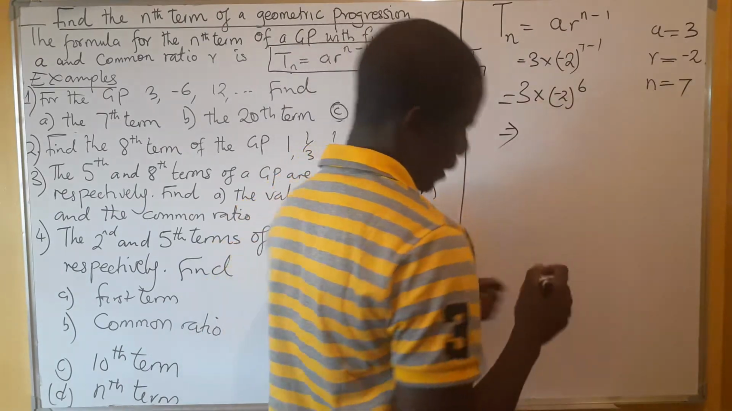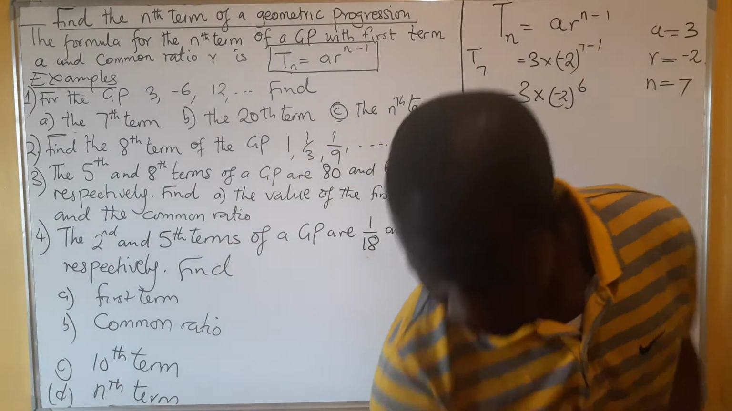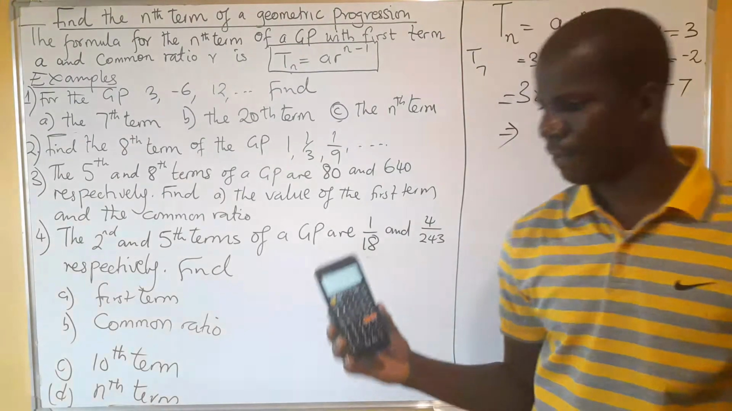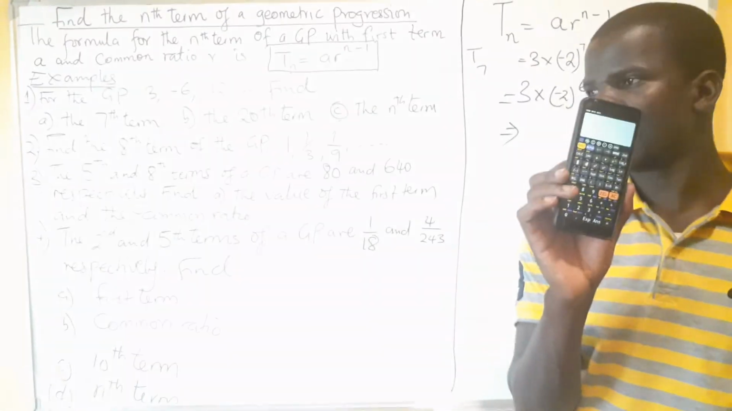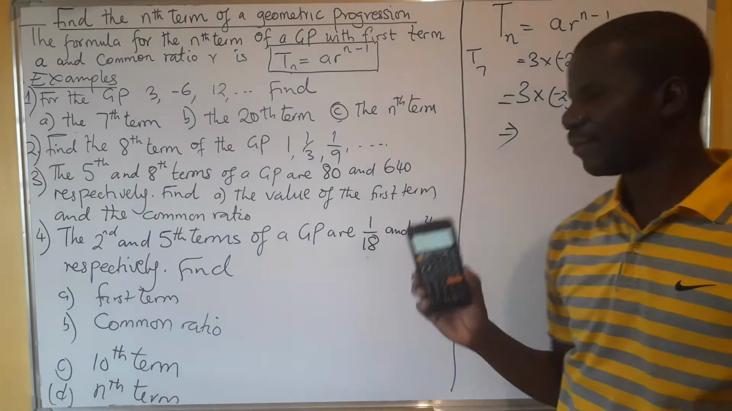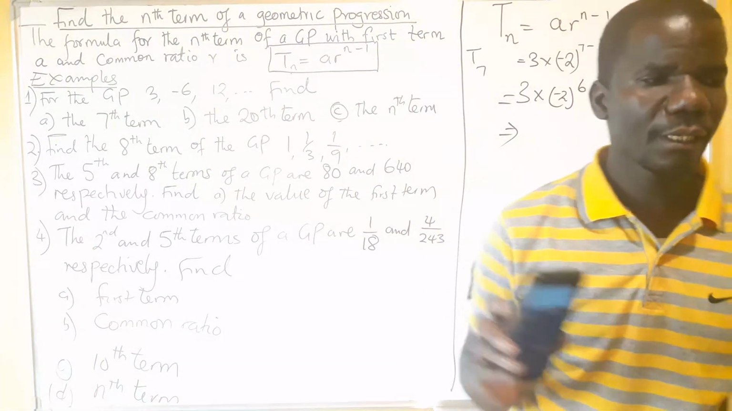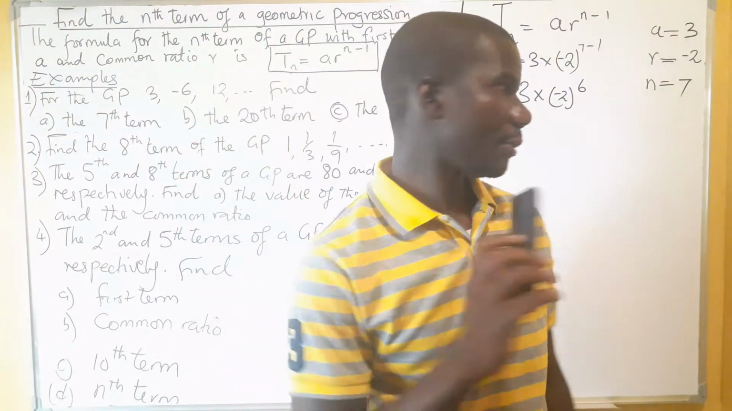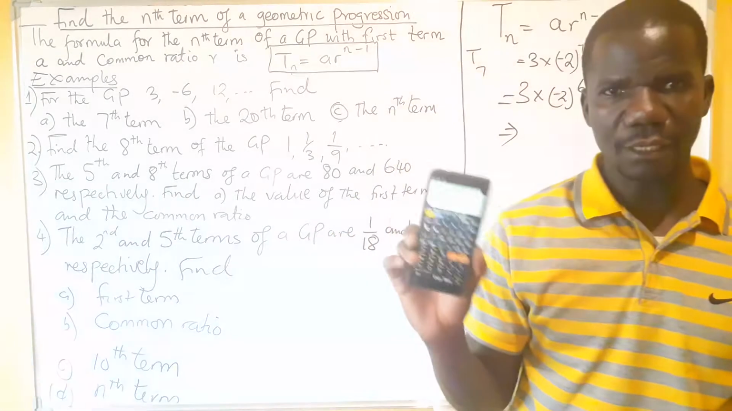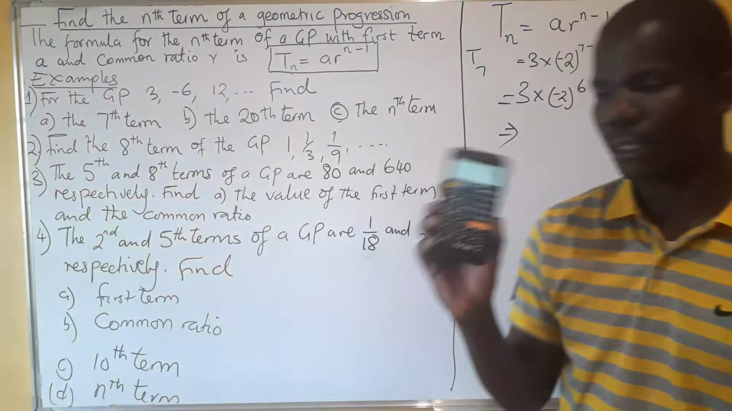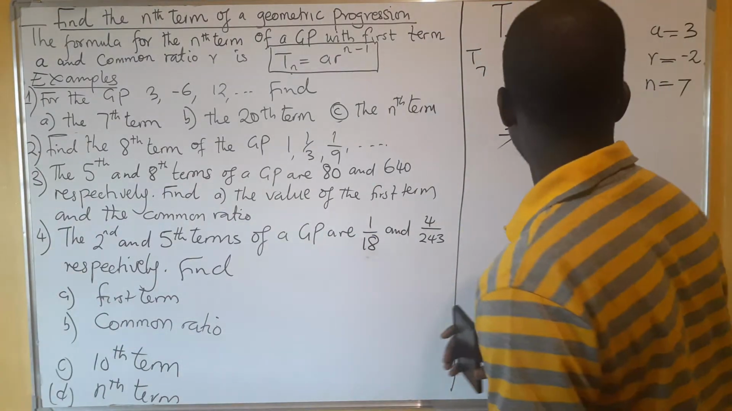Then we get to write the answer. Take note that this topic does come in paper 2. So you need to have a calculator with you, which is going to assist you in finding these figures, because sometimes figures can be very big and there will be time wasting for you in the exam. So you need to have a calculator when it comes to this part. With me is a scientific calculator.